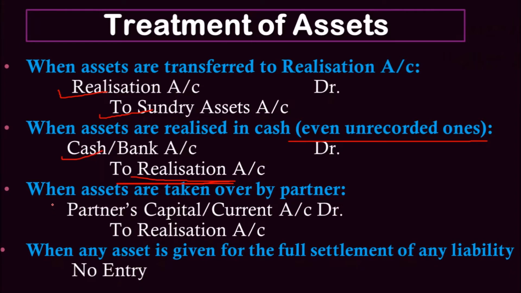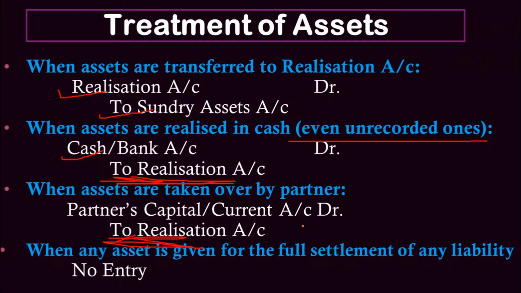Now the third situation for the treatment of assets, when assets are taken over by a partner. If any partner takes over the asset, then that particular partner's capital or current account is debited and credited to realization. You can compare here and here, the same realization is there, not any asset, because the asset has turned into realization now. Understood the point? So the partner's capital account or current account will be debited, because the partner is taking the asset of the firm.